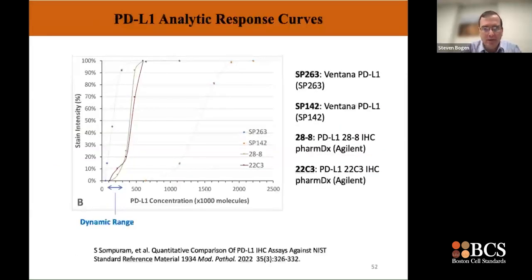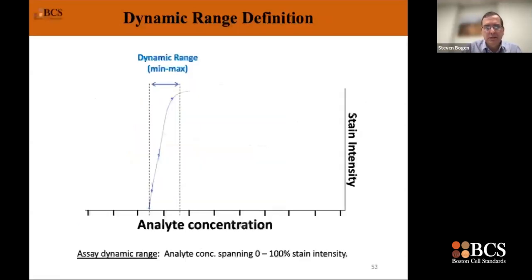However, any increases to that cut point by this method is limited by the dynamic range of the assay. So let me just explain the dynamic range, going back to this PDL1, since I showed it to you already. The PDL1 dynamic range for SP263 is the analyte concentration that spans from 0 to 100% stain intensity. Here, let me show you on the next slide. I think it illustrates it better.